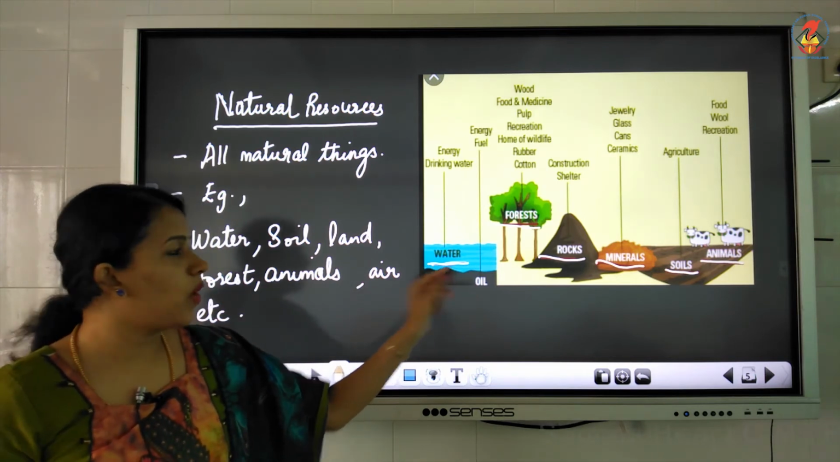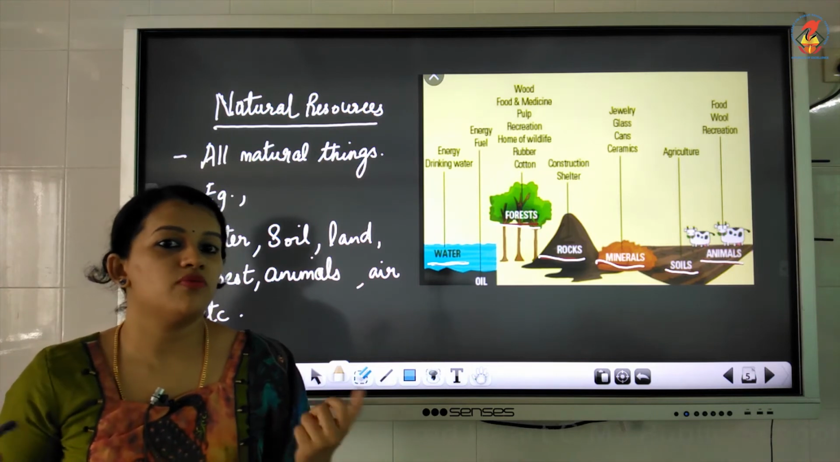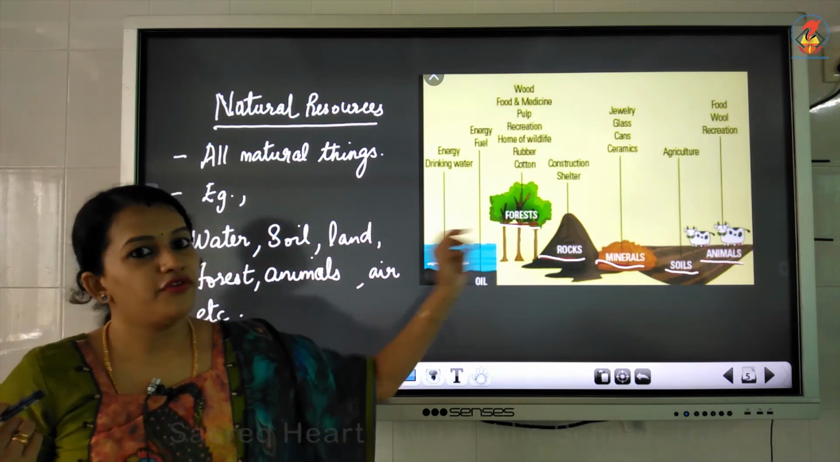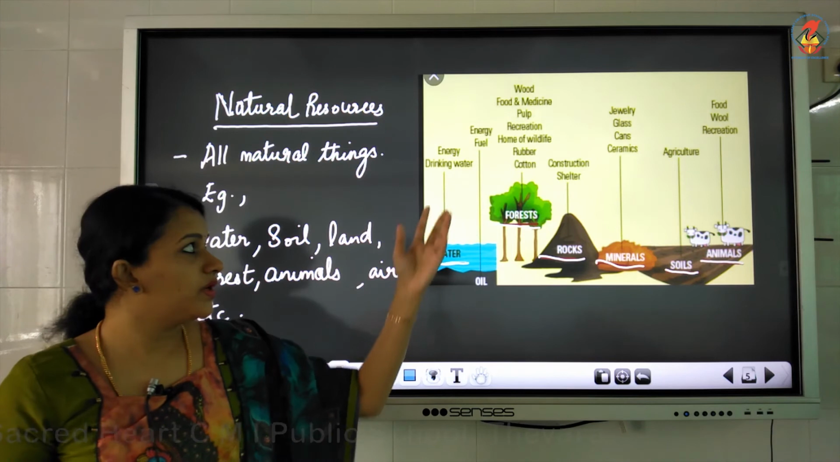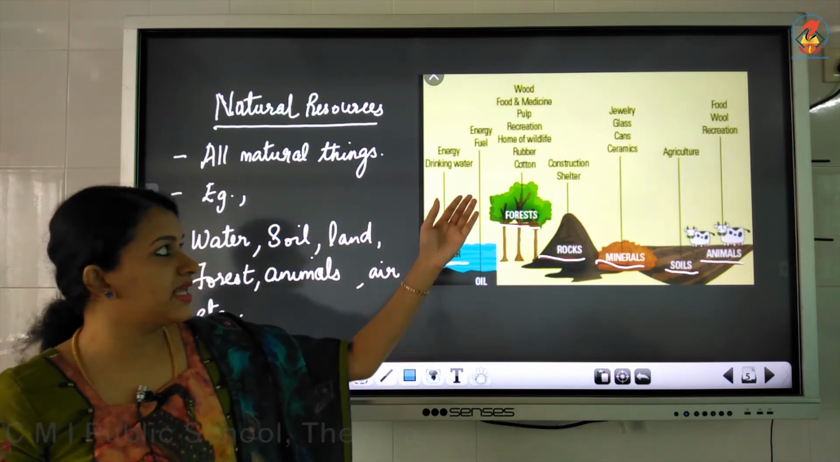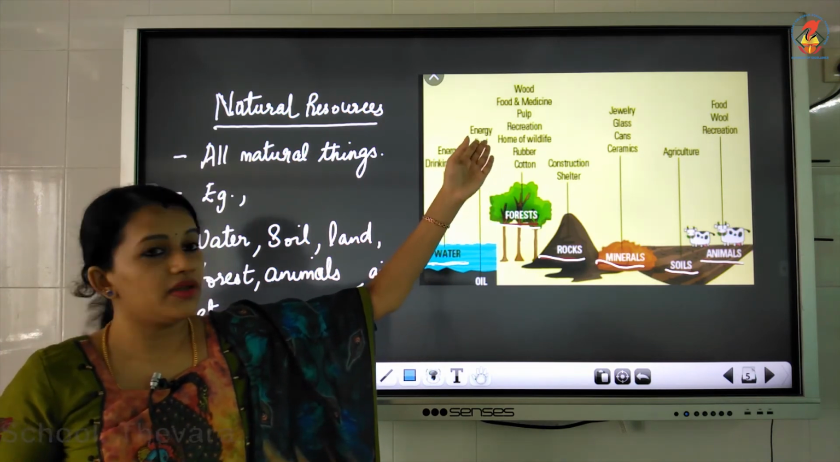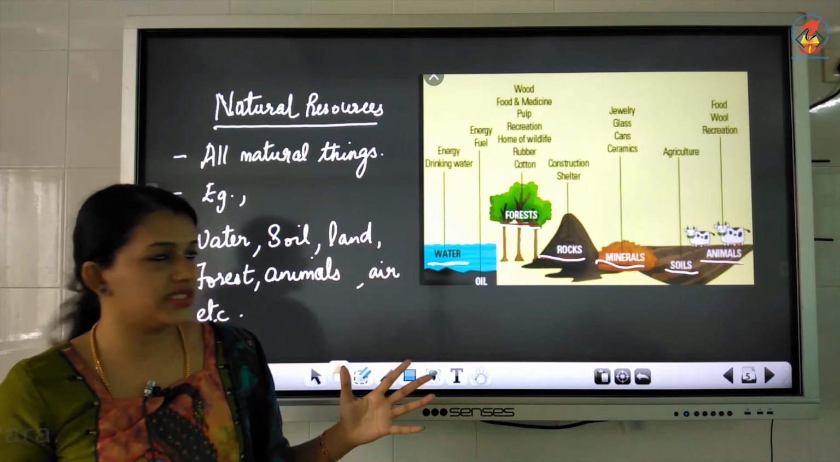For example, water. Water is used by us for drinking. At the same time, water can be used for generating electricity. Then forest, from forest we will get many products, isn't it? The wood that you get from forest can be used for building many things. Then you will get rubber, you will get wildlife, isn't it? There are many animals in the forest.